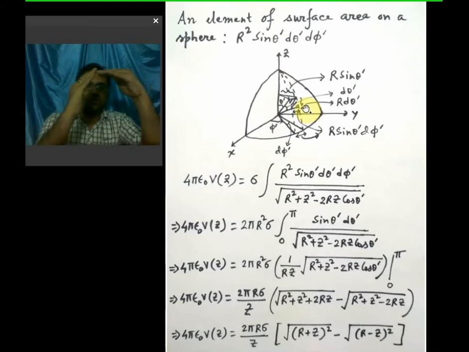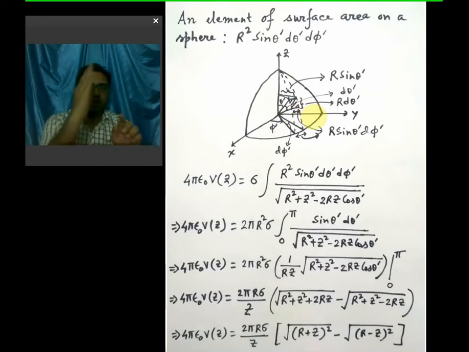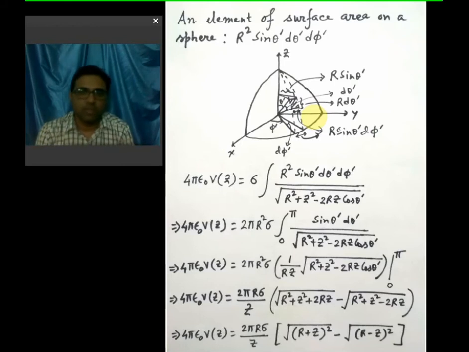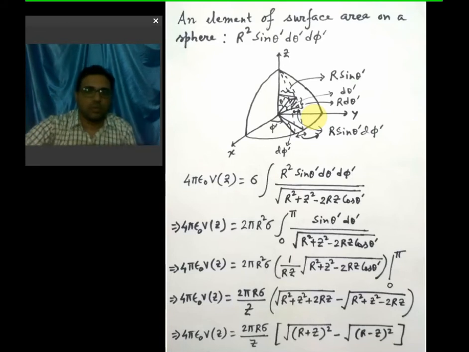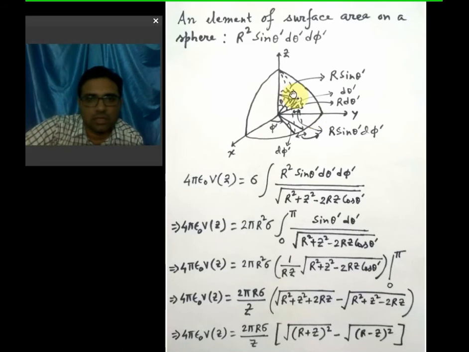So if this is that area, I am talking about this length, this is R d theta prime. Now we have to find out the other length. We know this length is r d theta prime. We have to find out this length. So for that, this length is r sin theta prime. Now if this is r sin theta prime, that means if we take the projection, this length will be the same here on this xy plane, r sin theta prime.